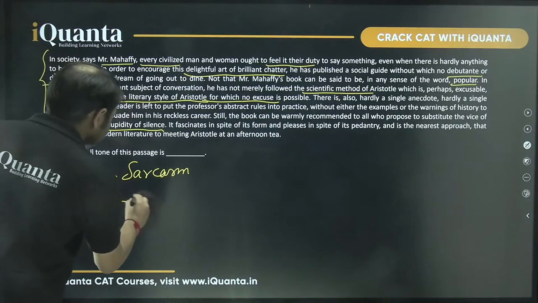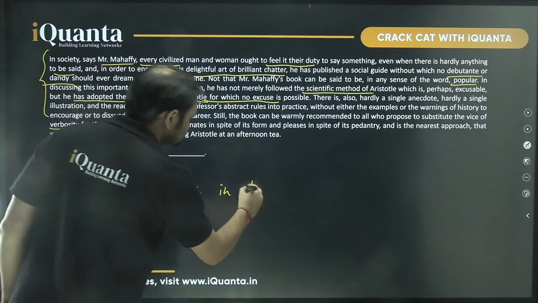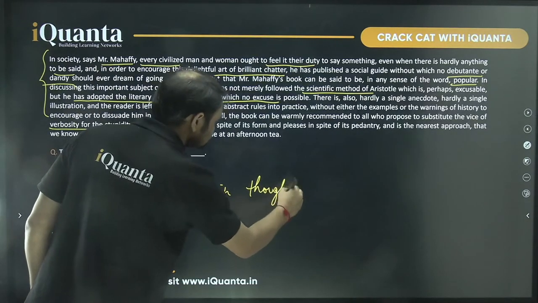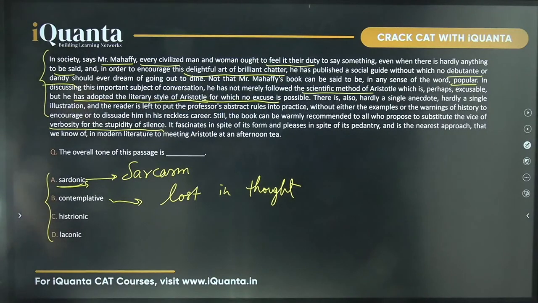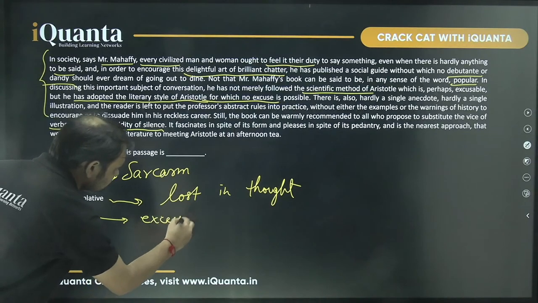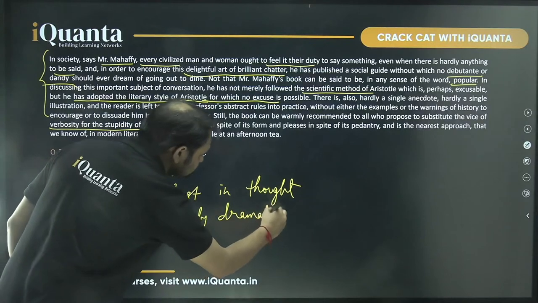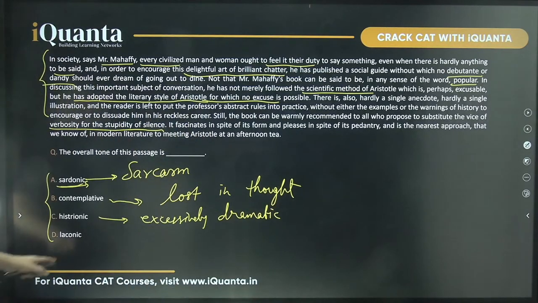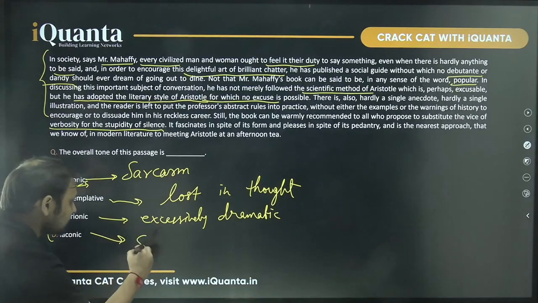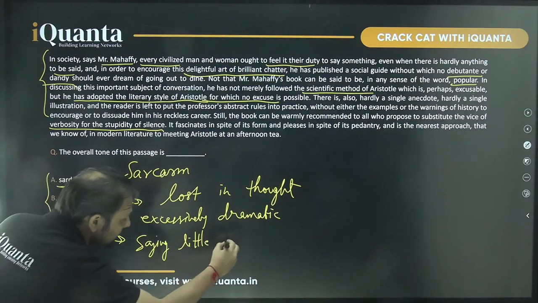Now, what is contemplative? Contemplative is lost in thought. So if you are lost in thought, you are contemplative. You are thinking about something and you are lost in your thought. Histrionic is excessively dramatic. And laconic is saying little meaning more.